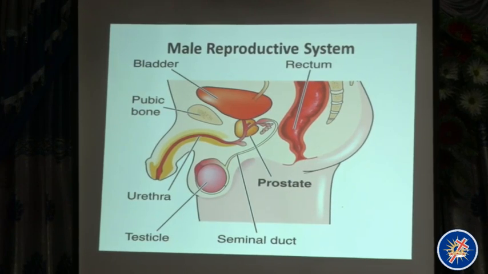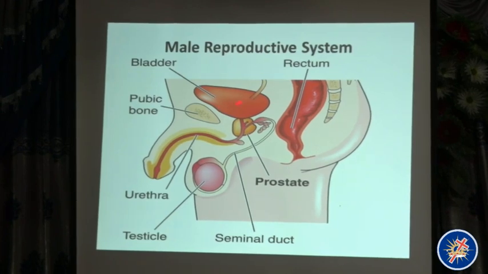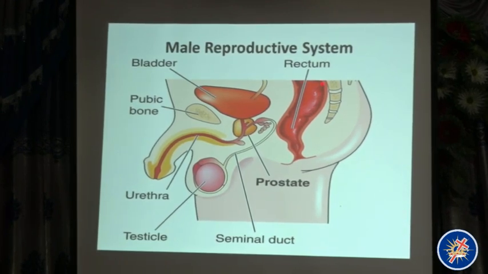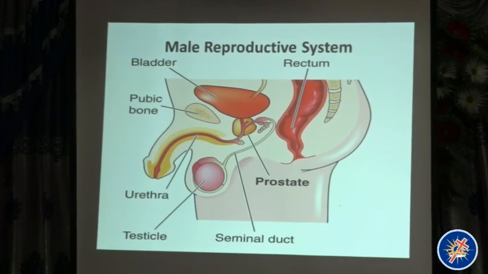Now, this is the male reproductive system. We have the bladder, we have the rectum also, and see now the urethra for males is much bigger.